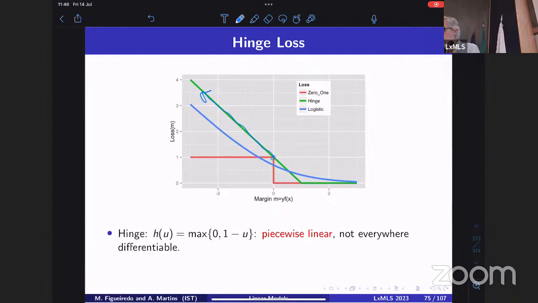In contrast, you see that the blue line there is the logistic loss, which is the thing you would be minimizing if you're doing logistic regression. It behaves differently. So notice, for example, in this part here, it's very different.